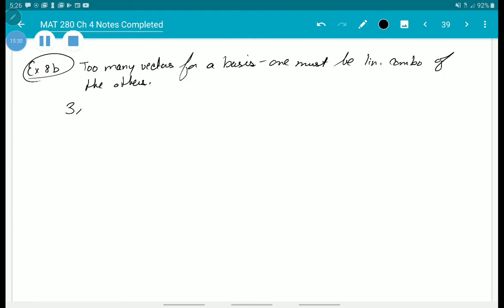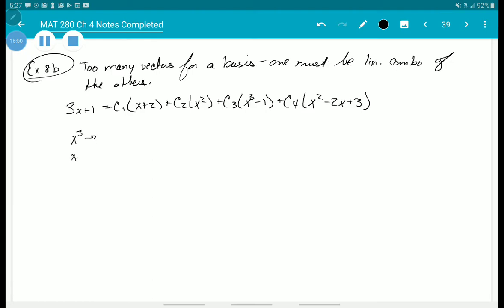So let's see if we can write 3x plus 1 as a linear combination of x plus 2, x squared, x cubed minus 1, and x squared minus 2x plus 3. So we're going to set up our system. Remember, we have x cubes, x squareds, x's, and constants.